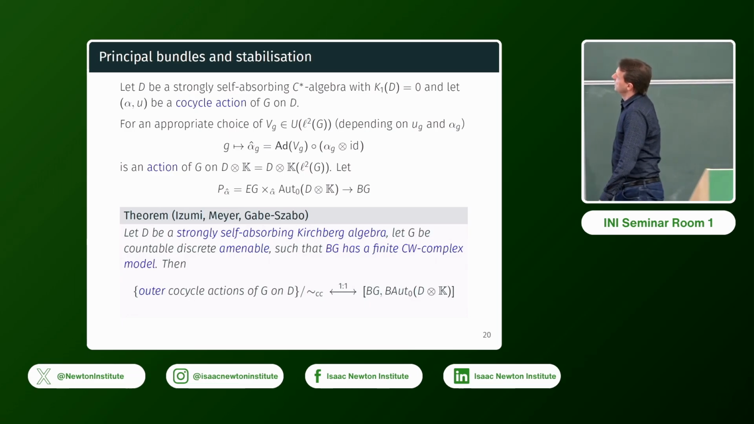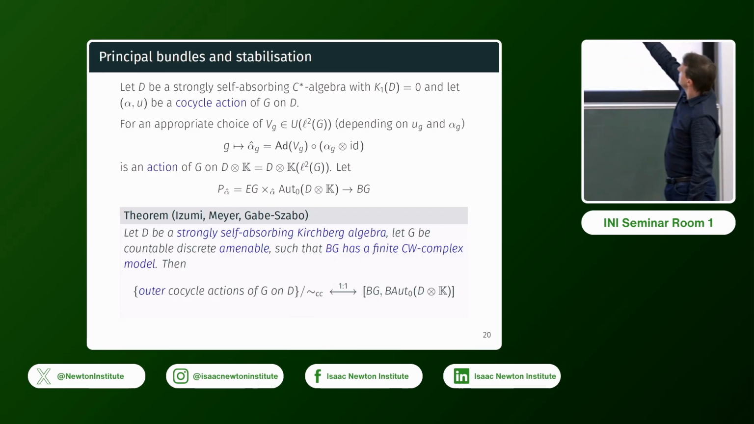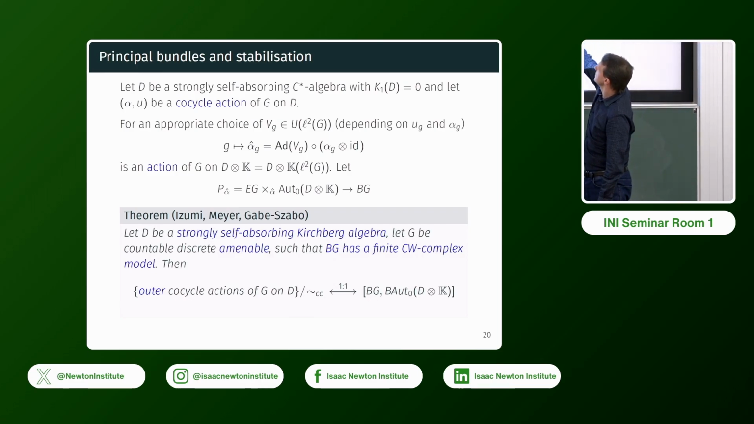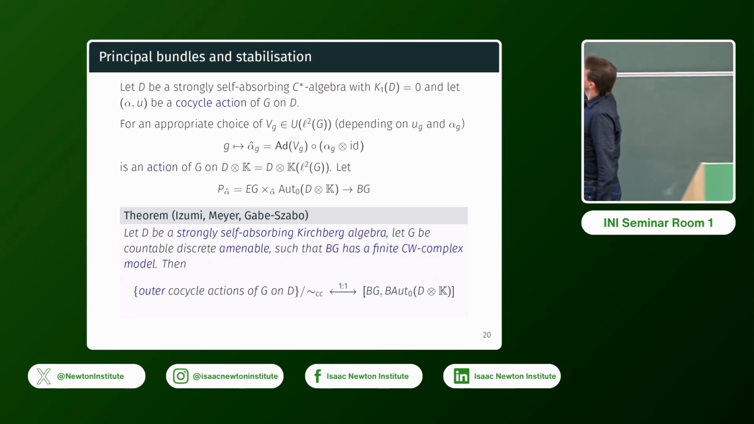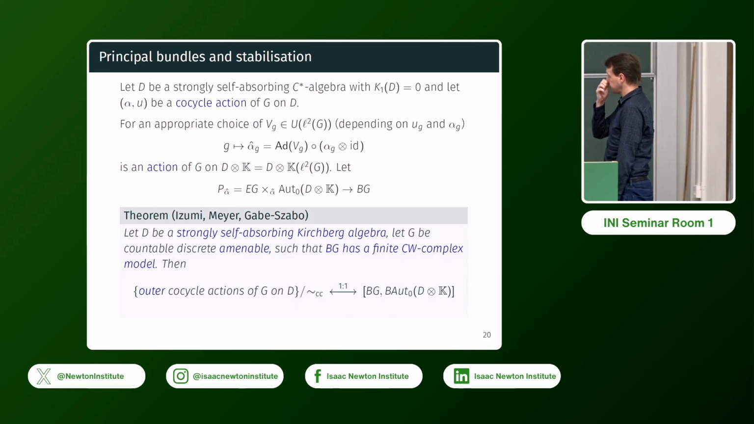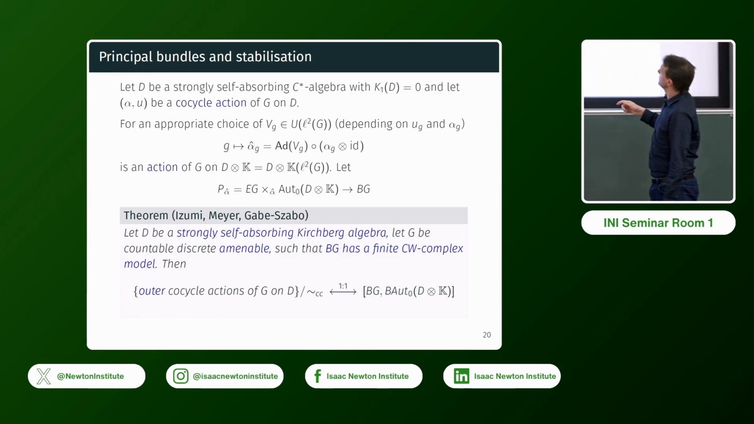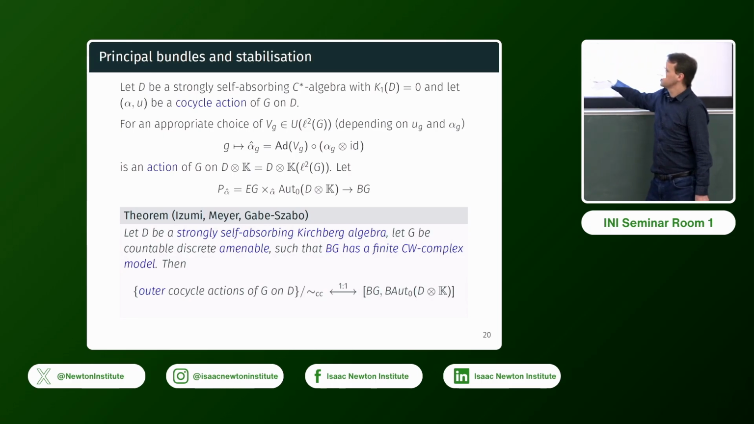And the way the map from the left to the right works is a bit of a trick. So you can stabilize your action. If you start with one of those cocycle actions, then the first thing that you can do is, instead of alpha, you consider alpha tensor the identity. And then you can find a unitary such that if you conjugate by that unitary on the stabilization, this turns the cocycle action that you had before into an honest action on D tensor K. And once you have an honest action on D tensor K, you can form the associated principal bundle over the classifying space. And these principal bundles are exactly what's classified by this cohomology set here. So that gives you from the outer cocycle actions a homotopy class of maps like this.